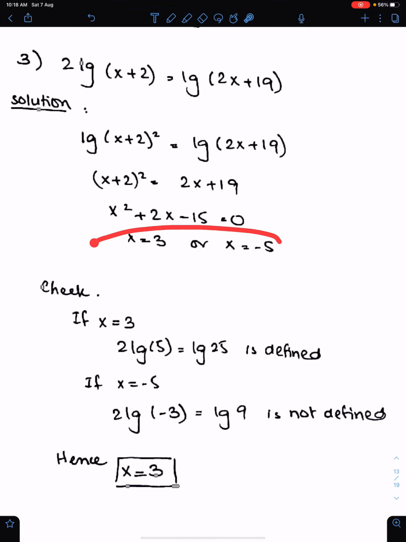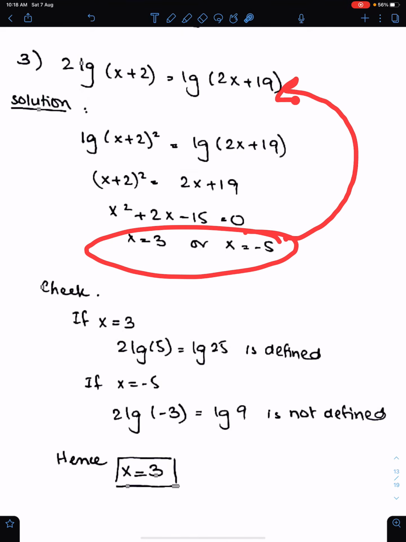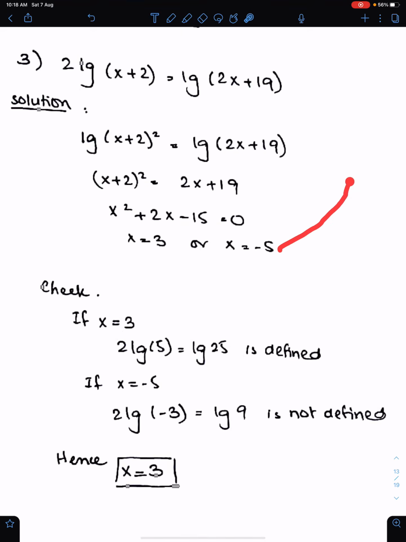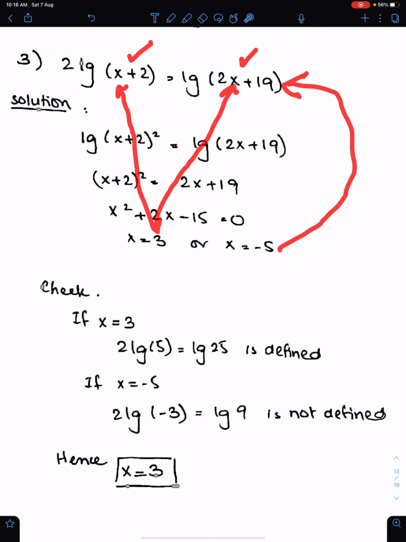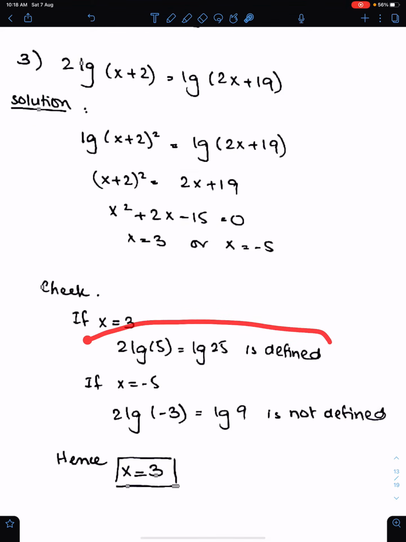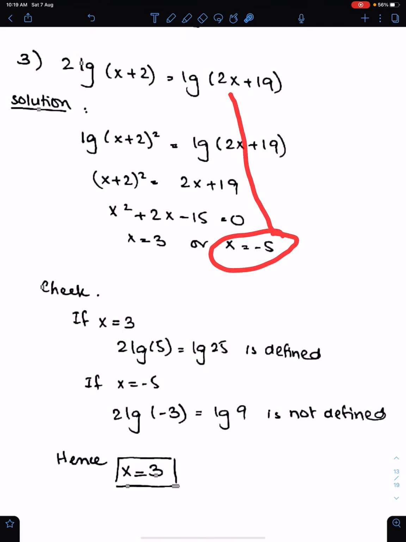Now we have to check our answer with the original equation, not with this equation. Remember, always check your answer with the original equation, the one in the question. So when you will substitute 3 here, this log is positive, it's fine. When you will substitute 3 here, this is also positive. See, with 3, both logs are fine, so this answer is verified. With minus 5, this log is fine, but this log is undefined. This has become negative, like this.